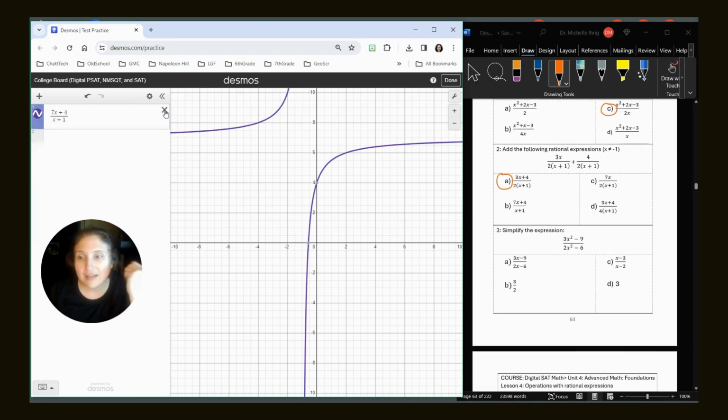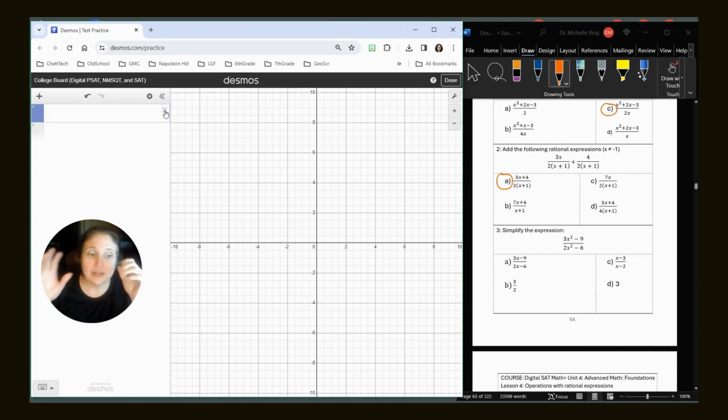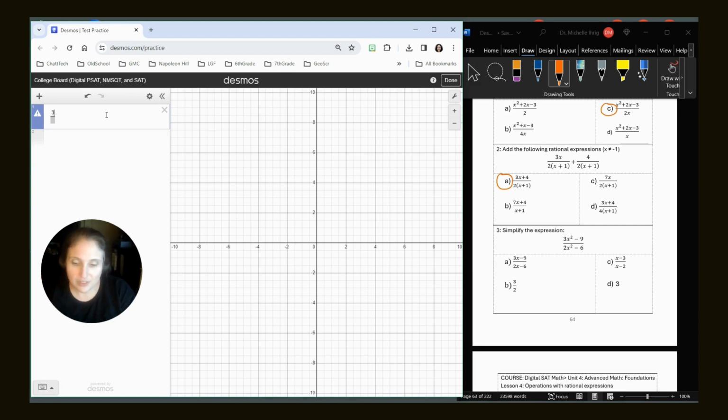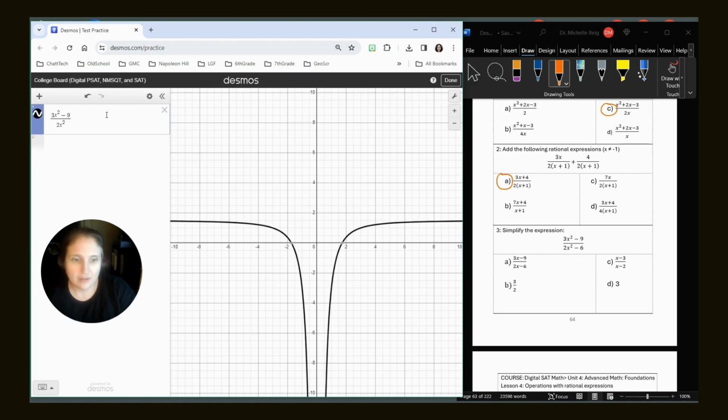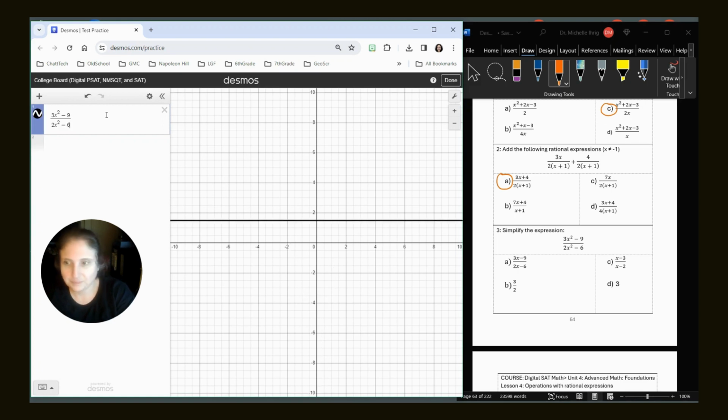Now again, Khan is going to tell you to factor and everything first. I'm going to tell you to type it into Desmos. So I'm going to do my division symbol first. That's the key. Whenever we do expressions, it's so much easier just to hit the division symbol first. 3x squared minus 9, 2x squared minus 6. And we get a straight line.